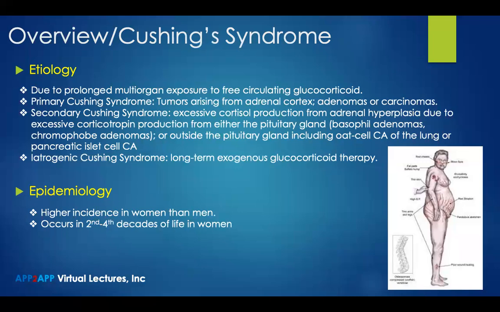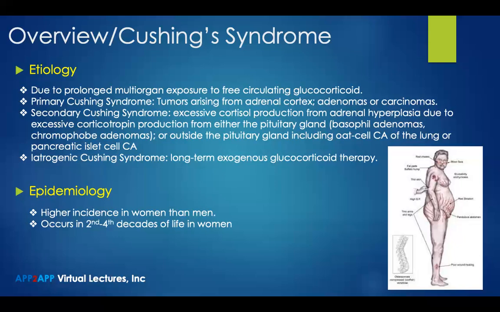Primary Cushing syndrome is usually due to tumors arising from the adrenal cortex, such as adenomas or carcinomas. The secondary Cushing syndrome is due to excessive cortisol production from the adrenal hyperplasia due to excessive corticotropin production from either the pituitary gland, such as in basophil adenomas or chromophobic adenomas, or outside the pituitary gland, including oat cell carcinoma of the lung or pancreatic islet cell carcinoma. And the third category is iatrogenic Cushing syndrome, which is generally secondary to long-term exogenous glucocorticoid exposure.